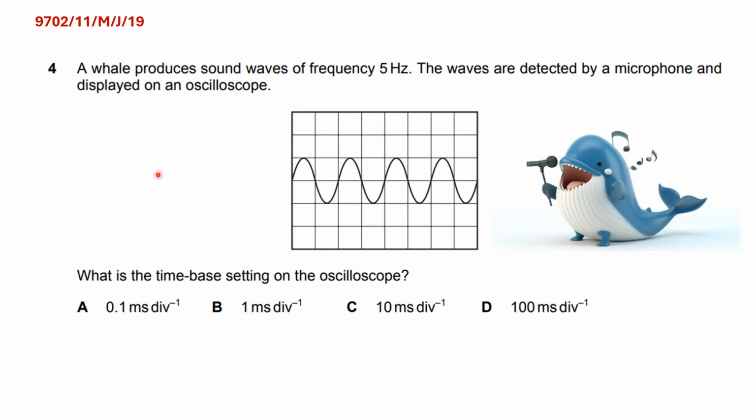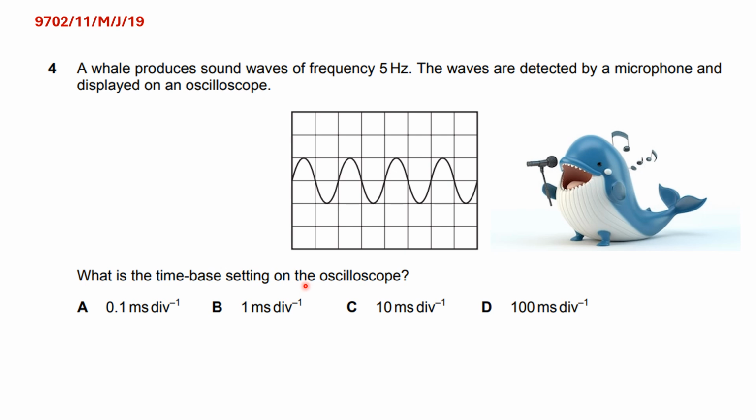Look at this story. A cute whale produces sound waves of frequency 5 Hz. The waves are detected by a microphone, in this case connected to the CRO, and displayed on an oscilloscope. What is the time-based setting on the oscilloscope?